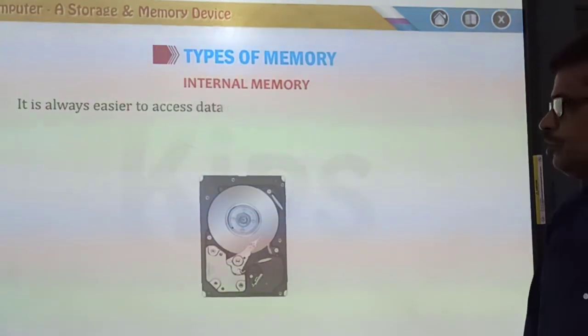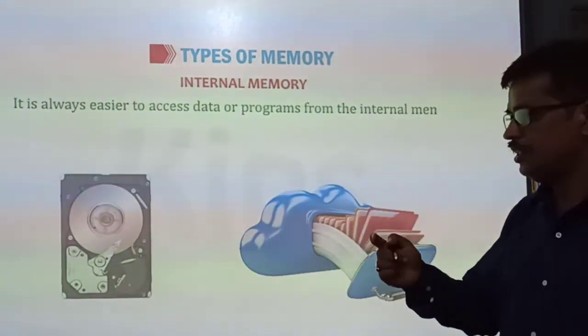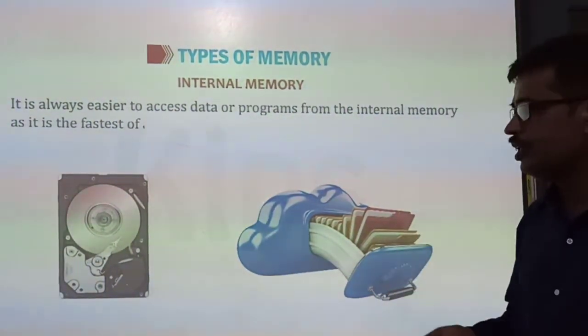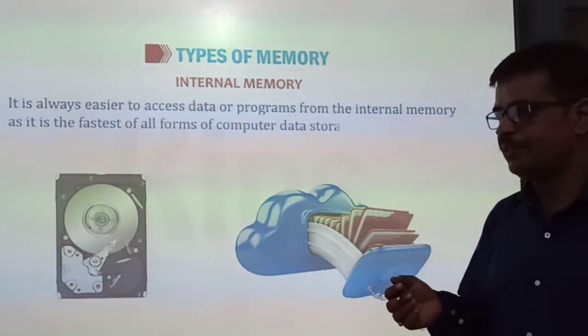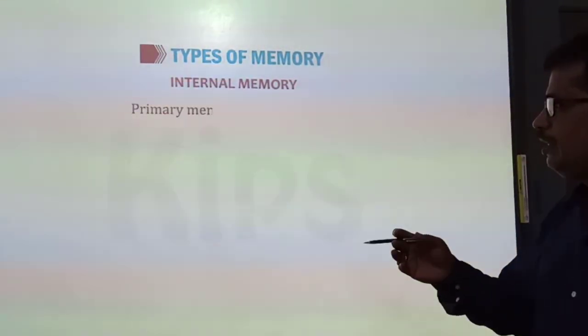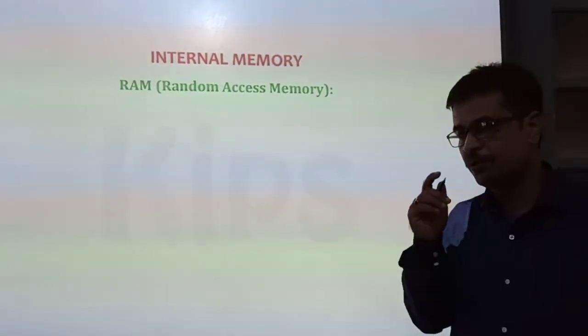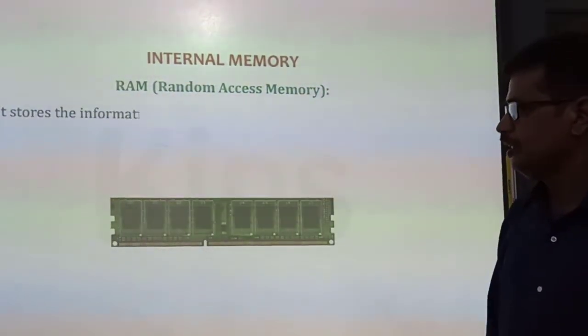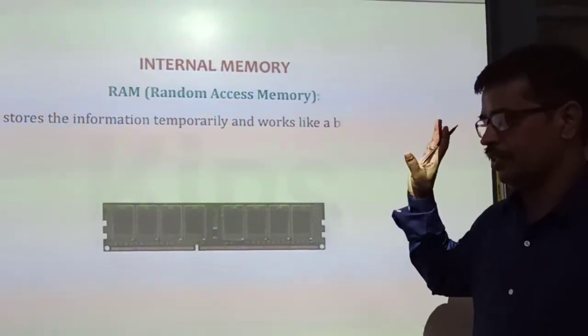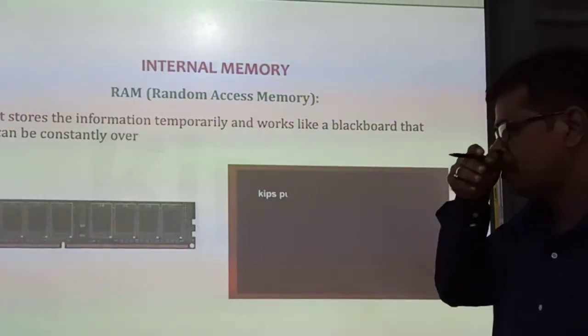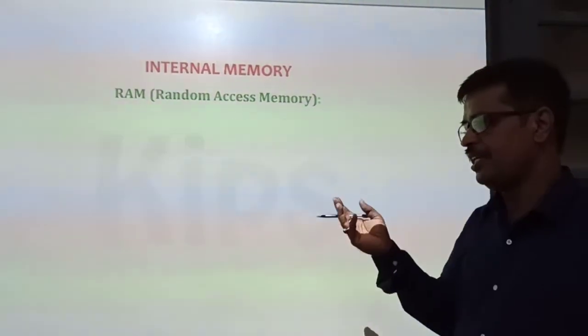Primary memory is of two types. Already we have told, that is RAM and ROM. RAM is a temporary memory. The data stored in RAM gets erased when you turn off the computer or the program is closed. It stores the information temporarily, right? It works like a blackboard where you can erase and rewrite many times.